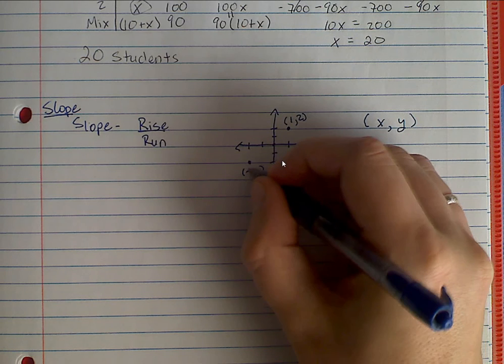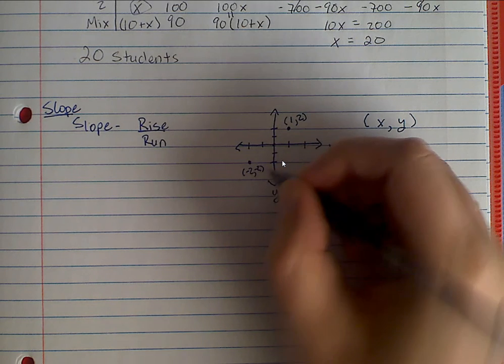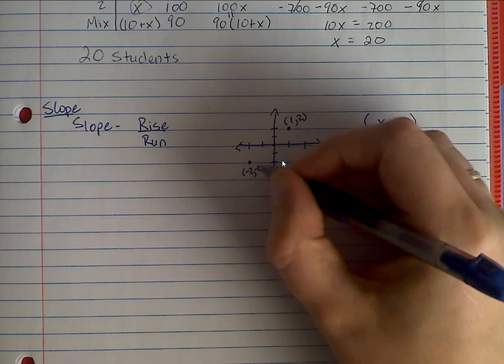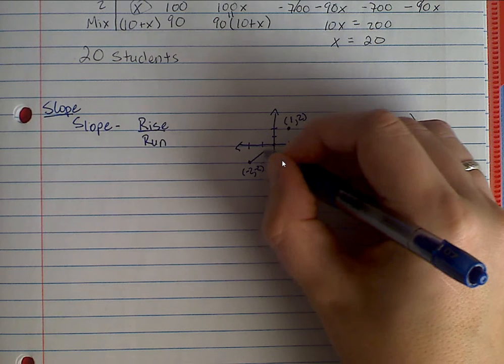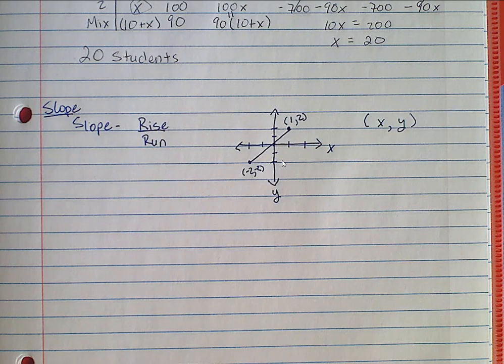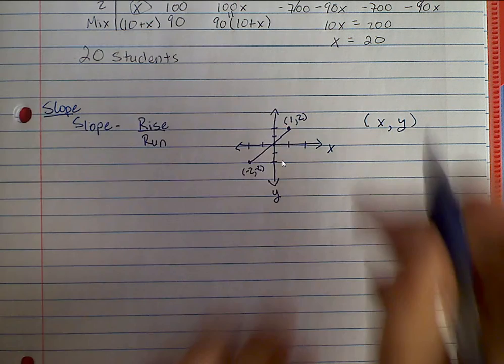-2, -2. Now what we're going to be doing is talking about a line that is in between these 2 dots. This is where algebra starts to come in. This is where things get really exciting. It's great, it's good stuff.